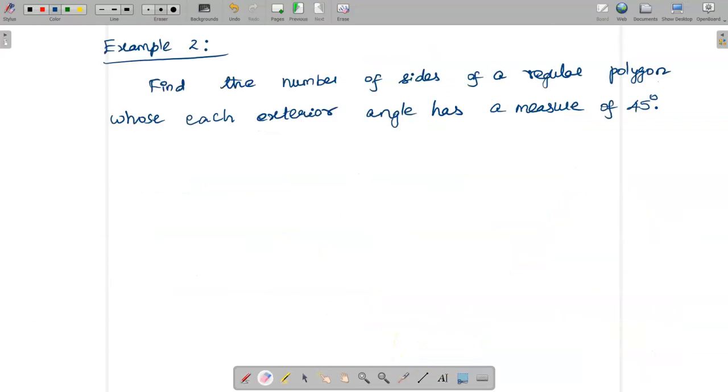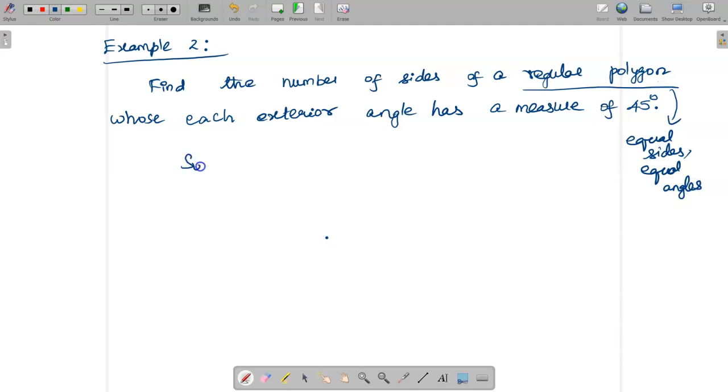Let us see now example 2. Find the number of sides of a regular polygon whose each exterior angle has a measure of 45 degrees. They didn't mention the number of sides or the number of angles, but they have given one hint, that it is a regular polygon. So what is a regular polygon? A regular polygon has equal sides as well as equal angles.